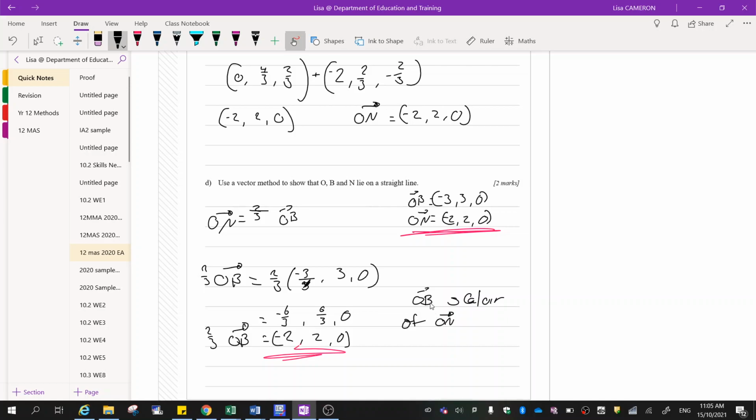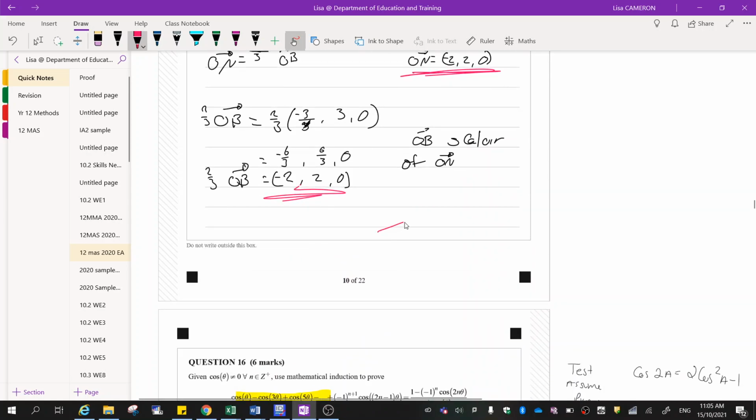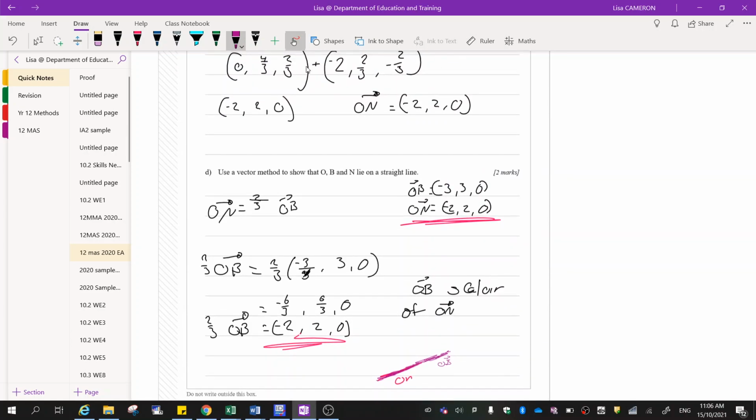If one vector is a scalar multiple of another vector, all it really means is that this vector here might be ON, and then if I do purple, this vector here, which runs over the top, the exact same direction but a bit longer, that one is OB. So by proving that ON and OB are scalar multiples of each other, that proves to you that they lie on the same line.